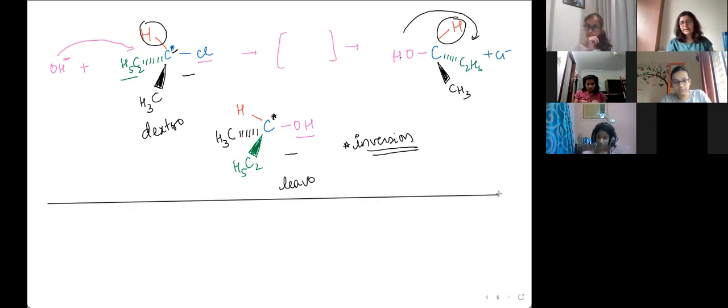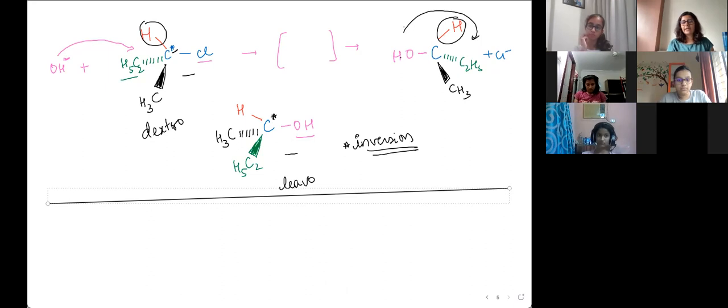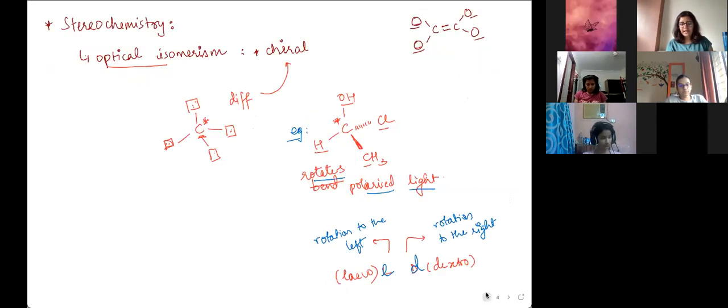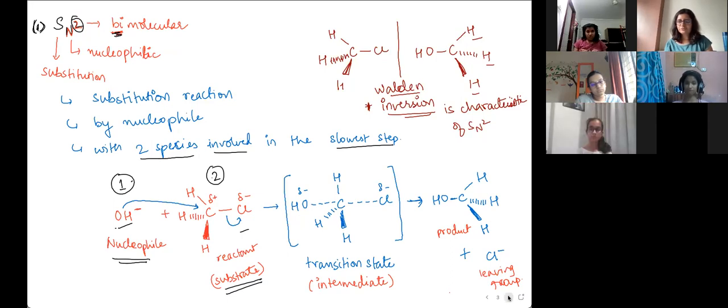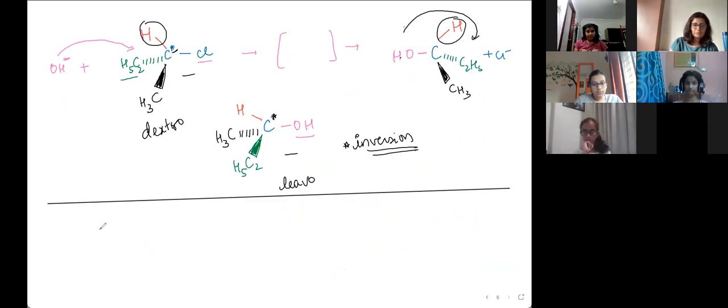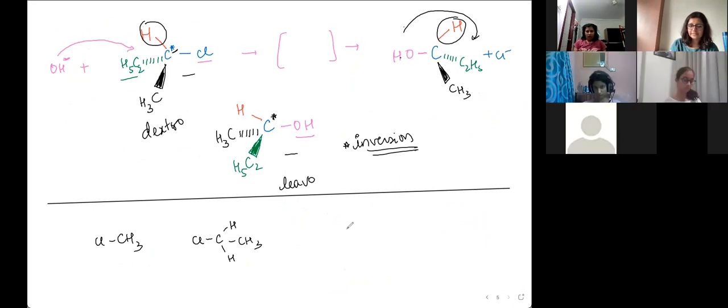Now let's look at what kind of substrates will undergo the SN2 mechanism. What type of haloalkanes? Now, looking at the mechanism, what is happening here? You guys remember this mechanism, right? Have you noted it down? Now, let's say I have a methyl. I have a primary. And I have a secondary carbon. And I have a tertiary halide compound.